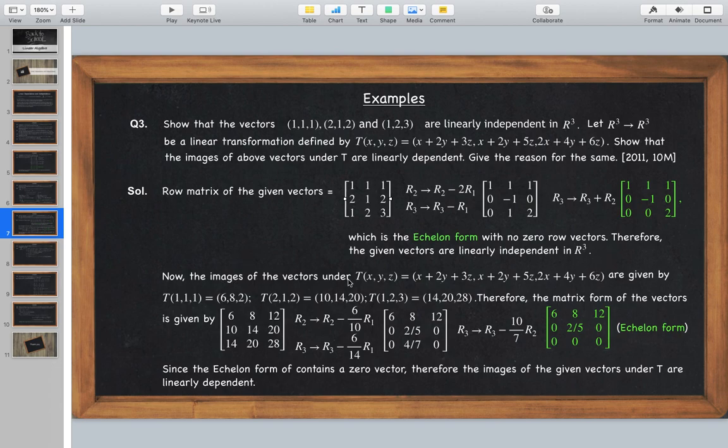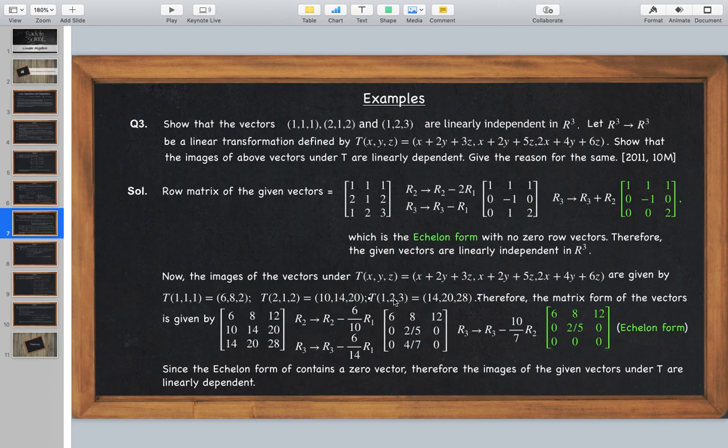Now we take the image of the vectors under this transformation. We take the image of the vector (1, 1, 1). So we get the image as (6, 8, 2). Then we take the image of (2, 1, 2). We get (10, 14, 20).